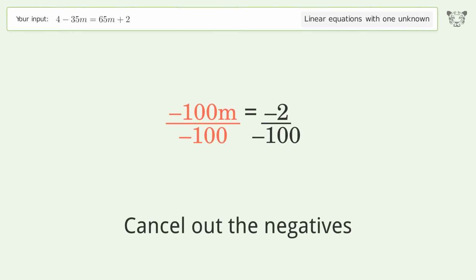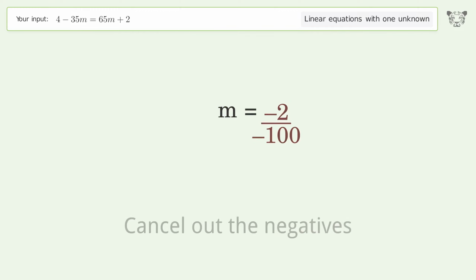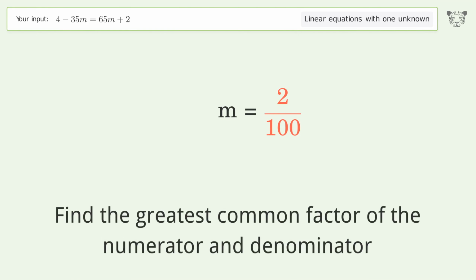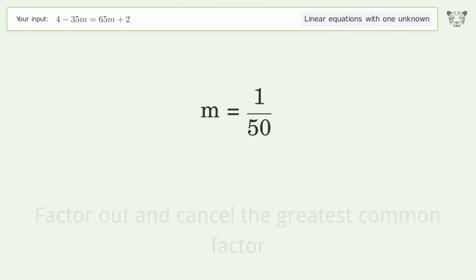Cancel out the negatives. Simplify the fraction. Cancel out the negatives. Find the greatest common factor of the numerator and denominator. Factor out and cancel the greatest common factor. And so the final result is m equals 1/50.